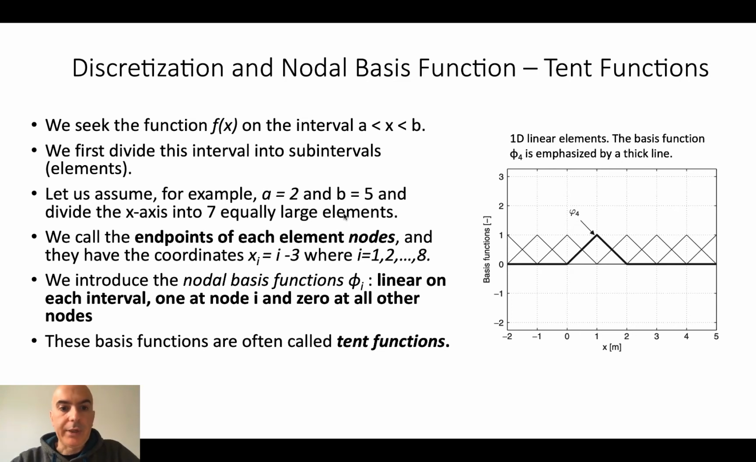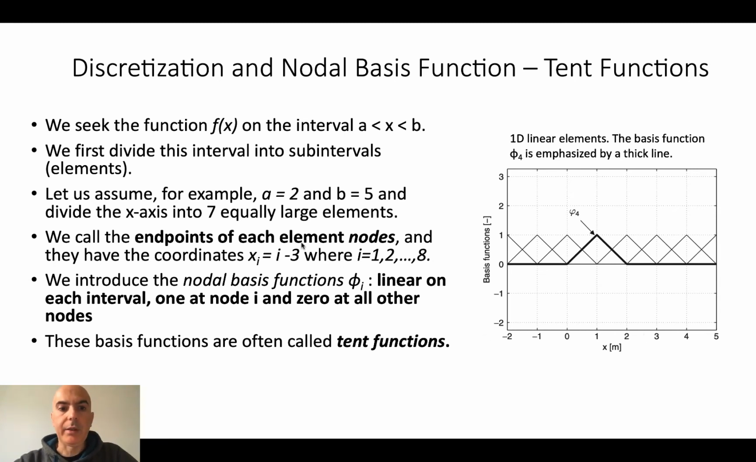So in our case, A is equal to 2 and B equal to 5. Here there is a typo, it should actually be A equal to -2. And then we divide the domain in 7 intervals. So 1, 2, 3, 4, 5, 6, and 7 intervals.